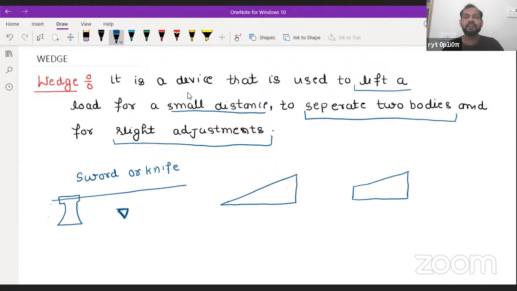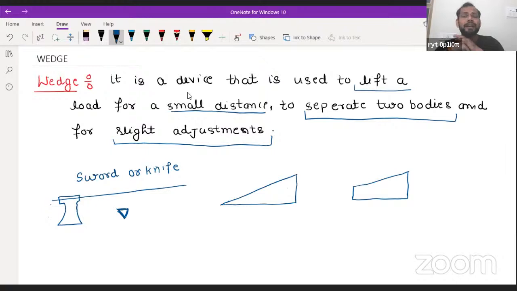And for slight adjustment, you have seen sometimes that some body is unbalanced. So in that condition, you will take a small chip and place it inside that body, and after that you will observe that the body is now completely balanced. So for slight adjustment also, a wedge shape is used.